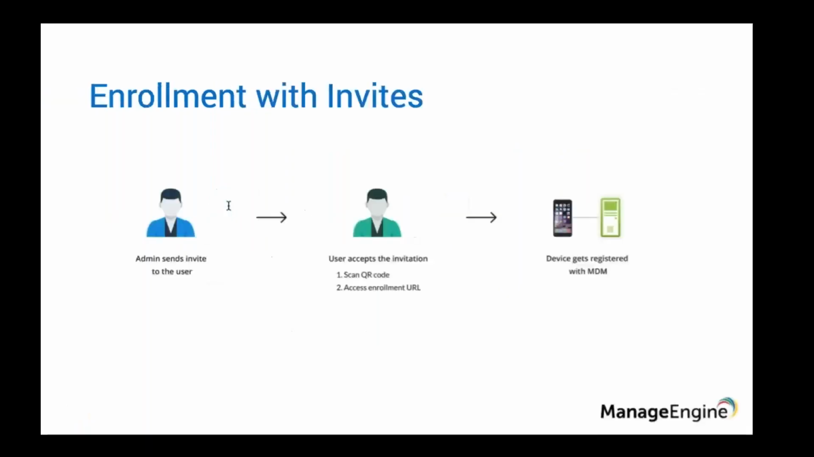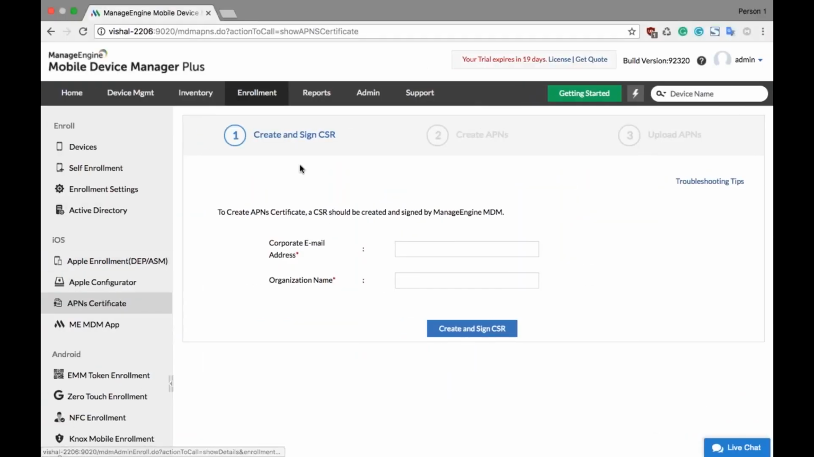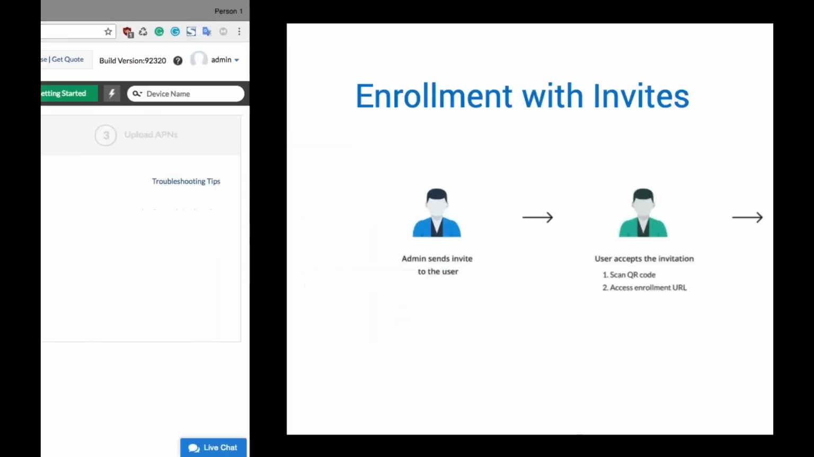So I'll take you to another instance of my server. As you can see here in this server, APNS is not configured, so I'll show you how it is to be done. Firstly, you need to provide your corporate email address. It is recommended that this address is a common one for future access. Once you have provided the email address, provide the organization name. And on doing so, you will be presented with a plist file which needs to be uploaded on the APNS portal to download the APNS certificate. I'll show you how this is done.